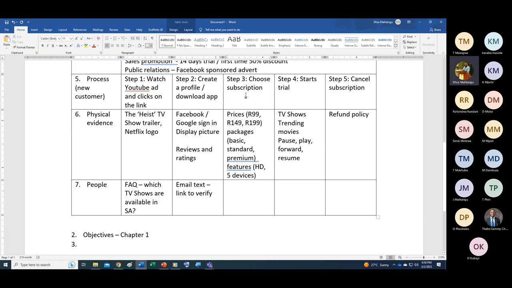Same with the people element. When they choose a subscription, and they see all these prices, maybe here we have got autoresponders. And these autoresponders, usually it's for payment method, because at this stage they choose a subscription, they choose the prices. So this could be, for example, for credit cards or debit cards and so on.